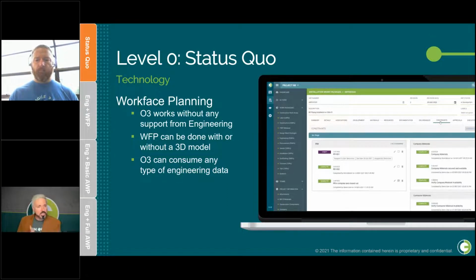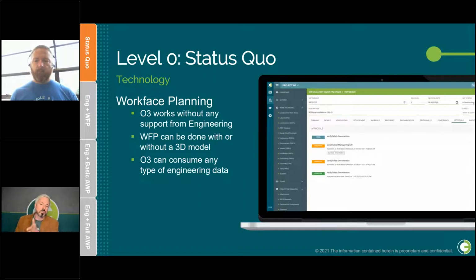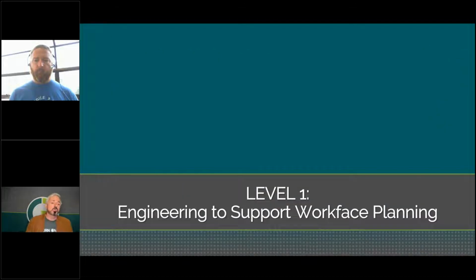So there is the ability to use work phase planning at this level, but obviously we prefer to see it where you have engineering actually supporting that, which is what we call level 1 maturity of AWP within engineering, where engineering is actually supporting the work phase planning process.